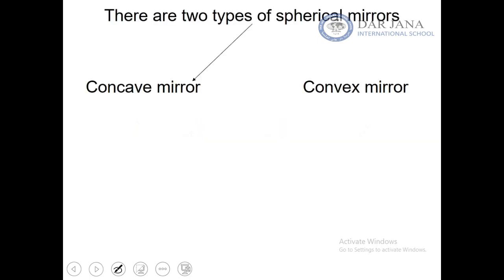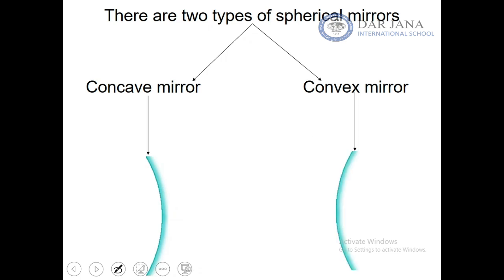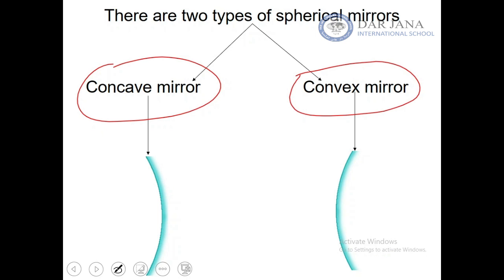Today's lesson, inshallah, will be about spherical mirrors. We have two types of spherical mirrors: concave mirror and convex mirror. In order to differentiate between these two types, the concave mirror is silvered inside, curved inside, while the convex mirror is silvered outside or curved outside. In this lesson, we're going to see 5 cases related to the concave mirror and only one case related to the convex mirror.